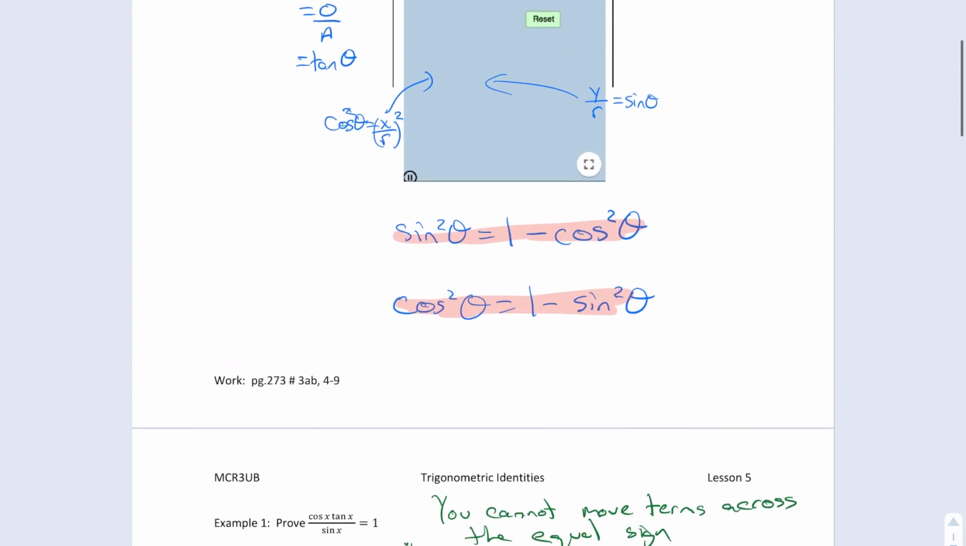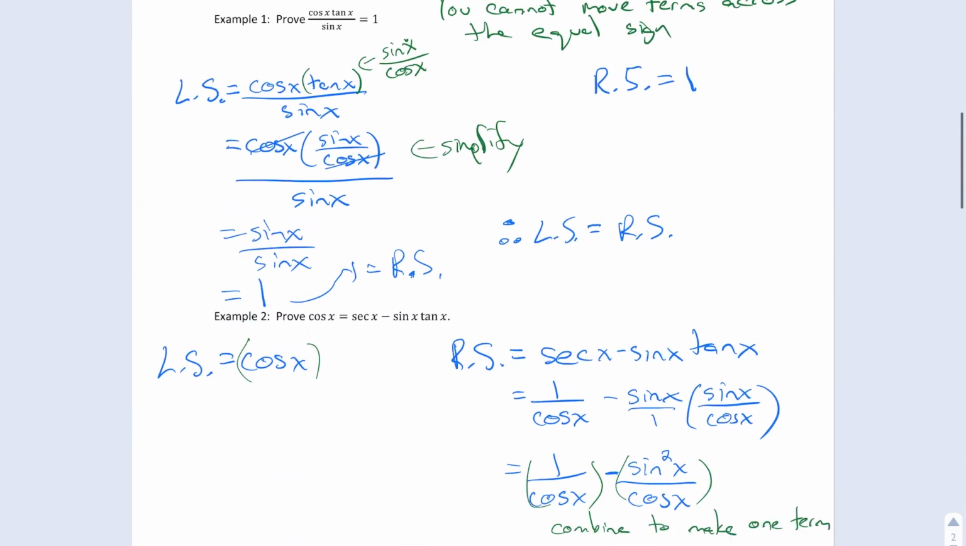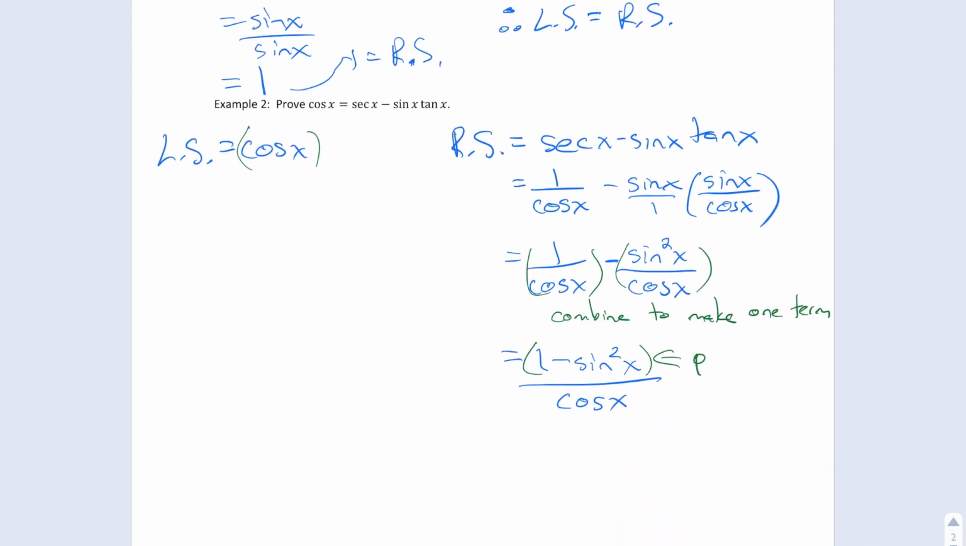So this 1 minus sine squared, if I go back up here, 1 minus sine squared is cos squared theta, or cos squared x in this one. So this is my Pythagorean identity. So I can replace that simply with cos squared x over cos x. And now I've got something where I can divide a common factor. I've got cos squared, so the squared goes away and the cos x goes away. So I end up with just cos x.